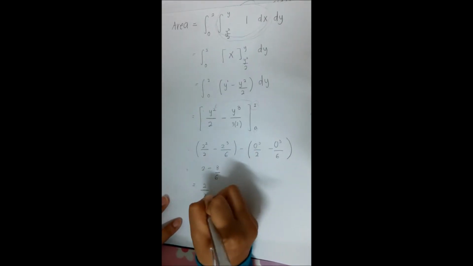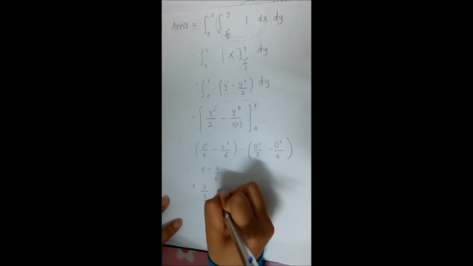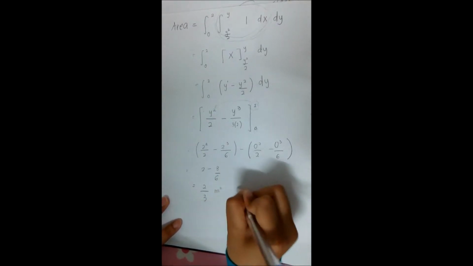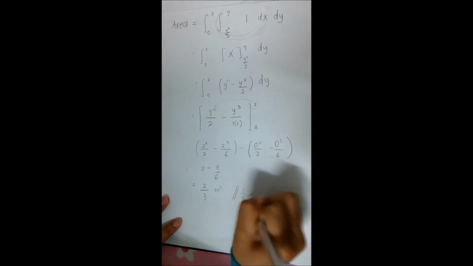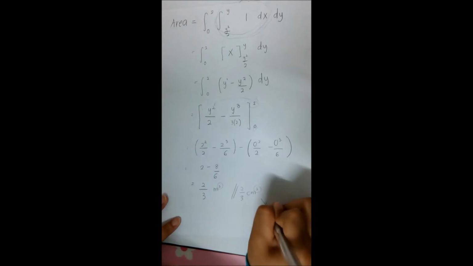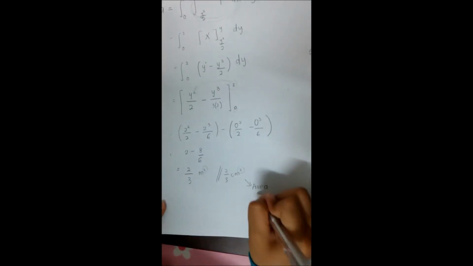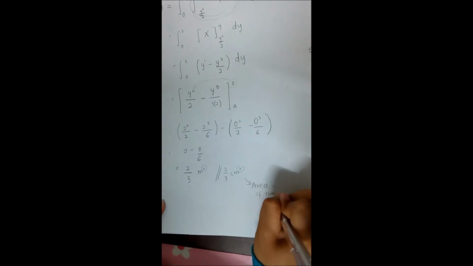So this is the answer, 2 over 3. This will become like 2 over 3 meter, or maybe 2 over 3 centimeter squared. Whatever it is must have the power, since it is the area of the functions or the graph.